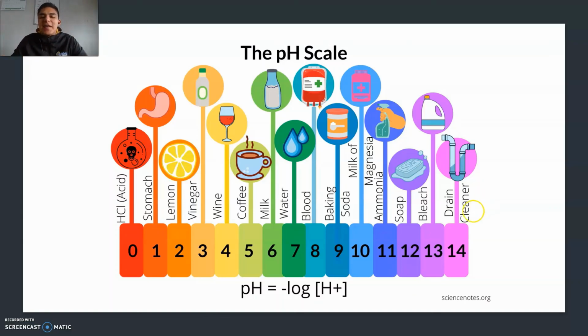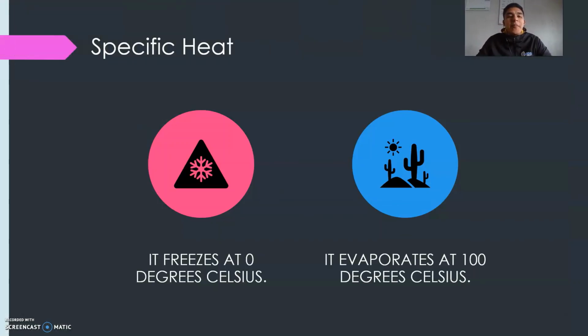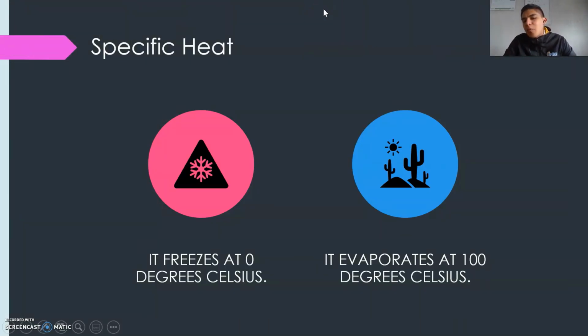Okay, and let's continue. The last property of water that we are going to talk about is specific heat. When we mention that water has a specific heat, it is that when we are measuring its temperature in degrees Celsius, you are going to find out that it is going to start freezing at 0 degrees Celsius, and it will start evaporating at 100 degrees Celsius. So this is pretty helpful to compare water to other substances and as well their freezing and boiling temperature.